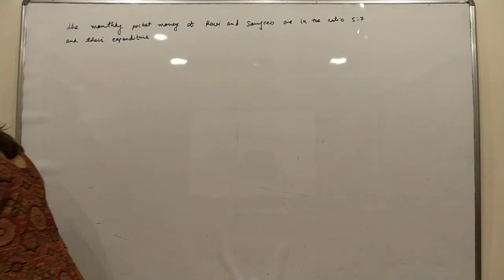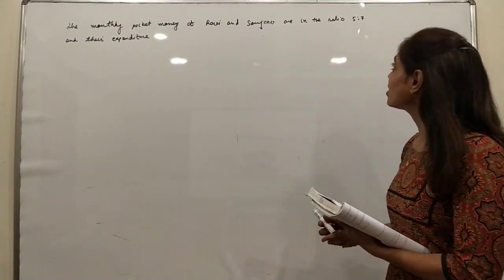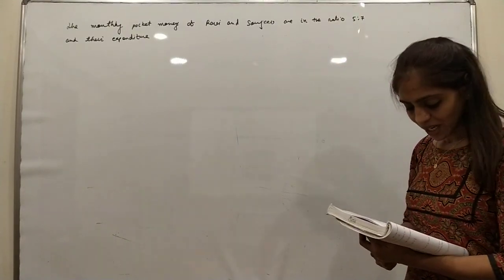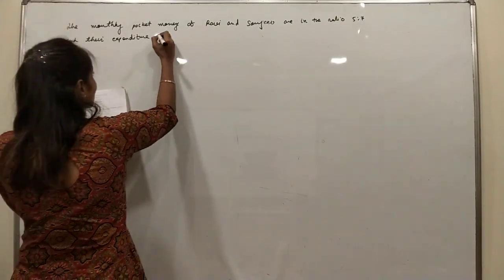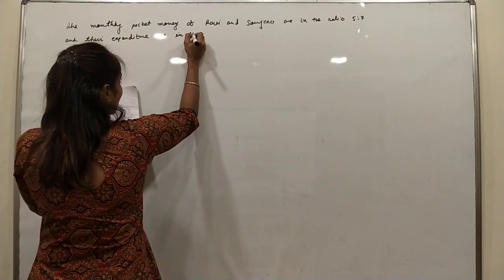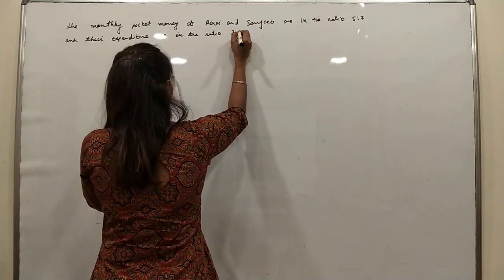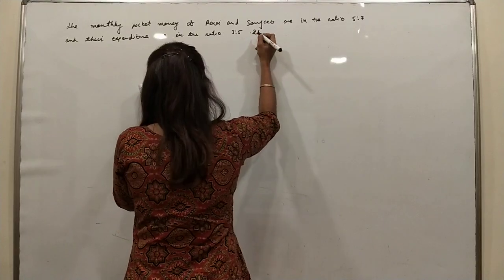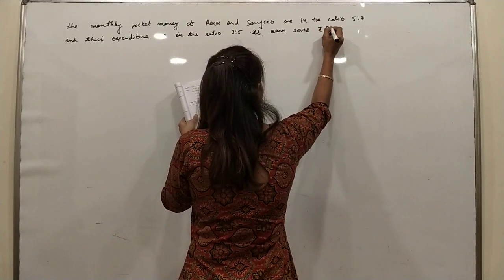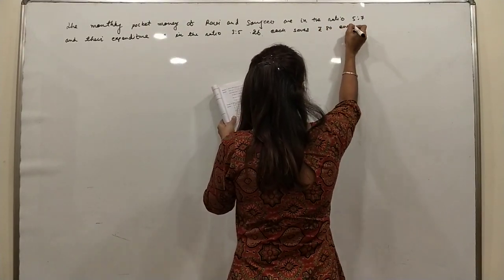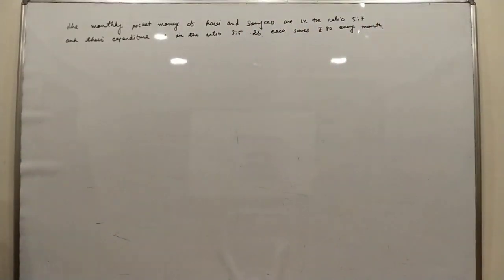चलो, now example number 19. The monthly pocket money of Ravi and Sanjeev are in the ratio 5:7 and their expenditure are in the ratio 3:5. If each saves ₹80 every month, then find the monthly pocket money of each.